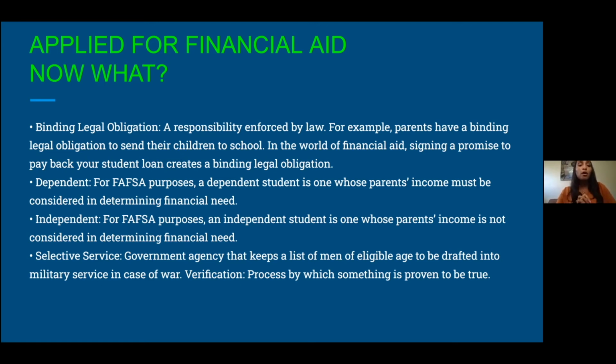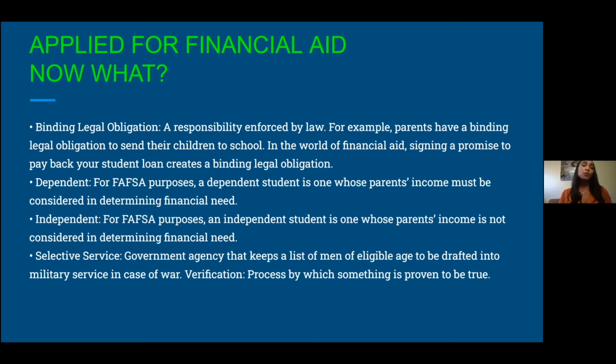Okay, let's talk about dependent versus independent. We talked a little bit about that a couple slides back, but I wanted to review this terminology because you're going to have to know it. So dependent means that you depend on your parents' income. Your parents' income must be considered for determining your financial need. If you are independent, that means that your parents' income is not considered in determining your financial need. Your parents do not support you.